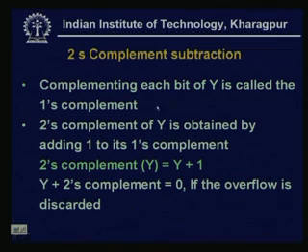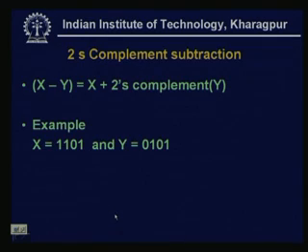Complementing each bit of y is called the 1's complement, that means flipping the bits, as we have just discussed. Now, the 2's complement of y is obtained by adding 1 to its 1's complement, just now we have seen and derived that. Then the 2's complement of y is y plus 1, and y plus its 2's complement equals 0 if the overflow is discarded. So, in this way we will get that x minus y is x plus the 2's complement of y.